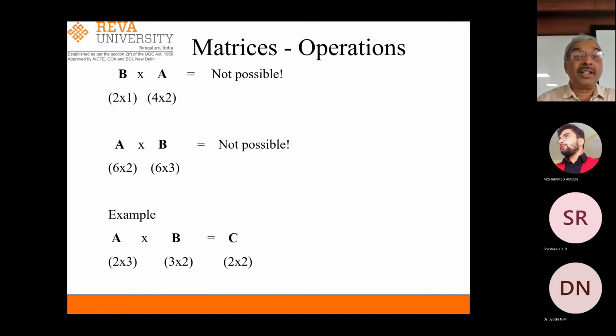Right? So once it has been done, for A into B or B into A to happen, the sizes must be compatible. In fact, when we look at 2 into 1 and 4 into 2, it is not possible. 2 into 1 can be multiplied with 1 into 4: 2 rows, 1 column, and 1 column, 4 rows. It is possible, but the other way it is not possible. For example, 6 into 2 with 16 into 3 is not possible. 6 into 2 with 2 into 6 is possible. 3 into 3 with 3 into 3 is possible. 3 into 3 with 1 into 3 is possible.